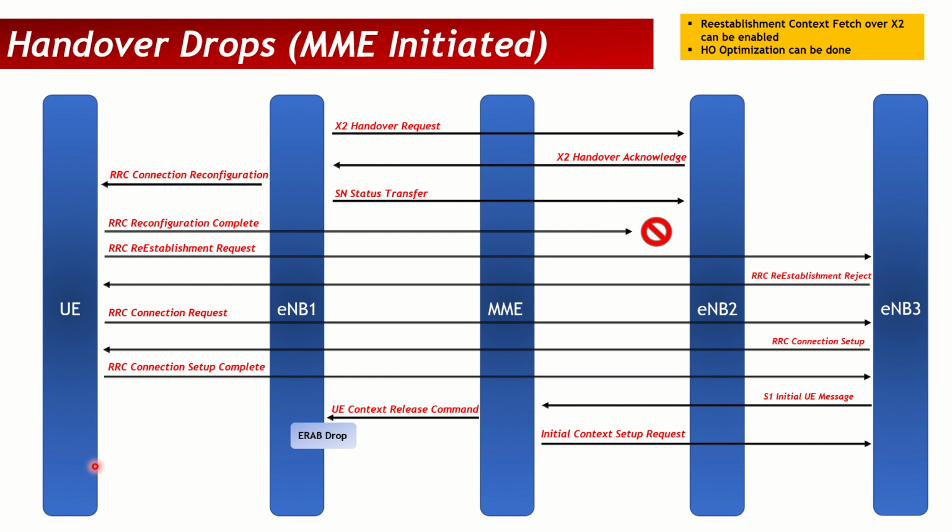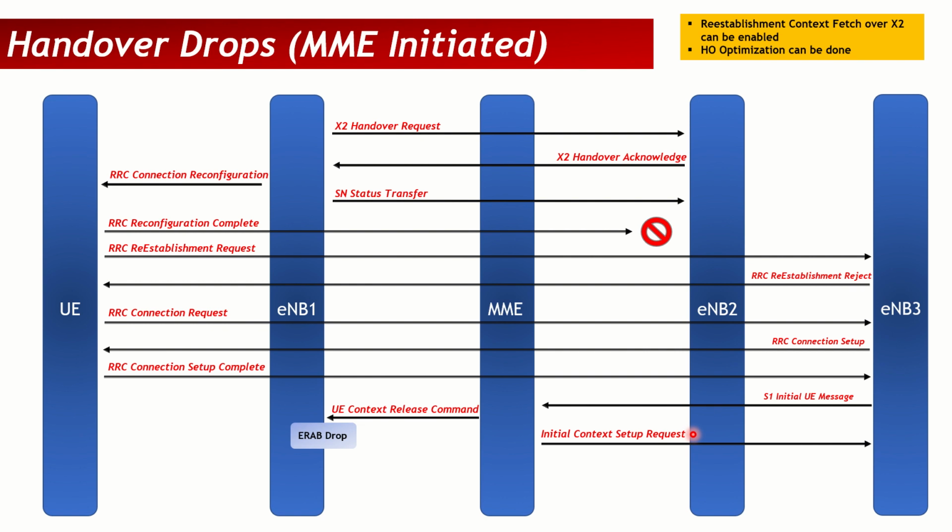So what we can do for them, it's simple. Similarly, the same things that we discussed in the handover drops for eNode B initiated, we can do all of those things. Other than that, multi-target RRC re-establishment can also be tried, where the eNode Bs which are not able to fetch the context from the source eNode B can then fetch the context, and in that case the RRC re-establishment will be successful and we will not have a drop. So if we can enable RRC re-establishment context fetch over X2, that can also help in solving lots of our drops.